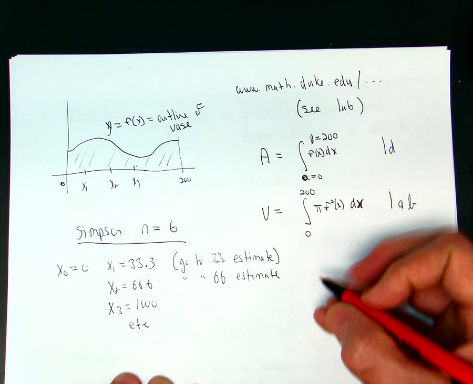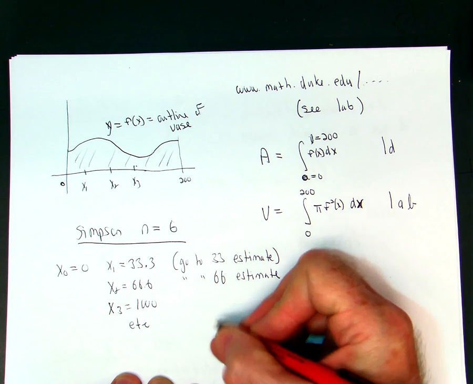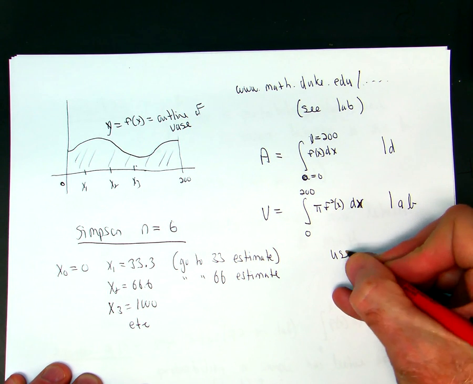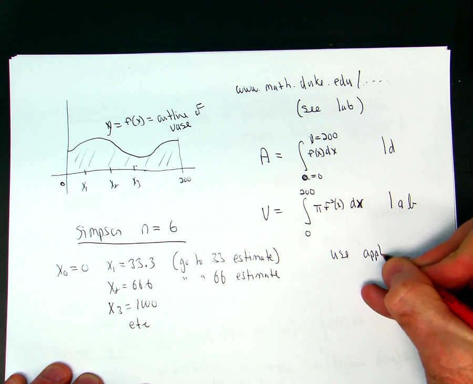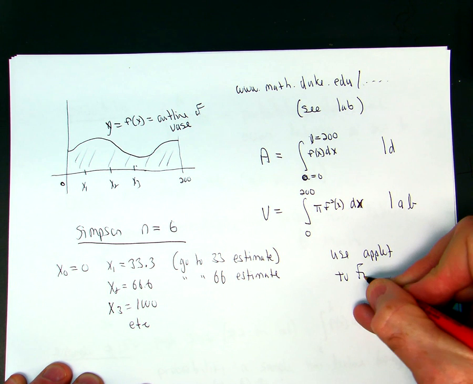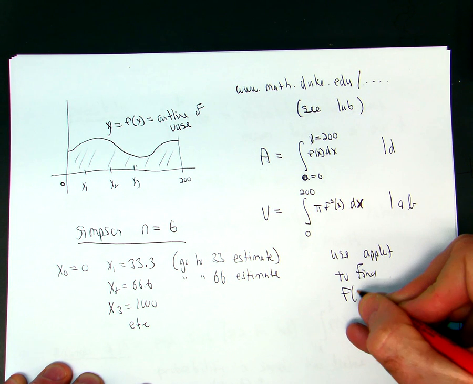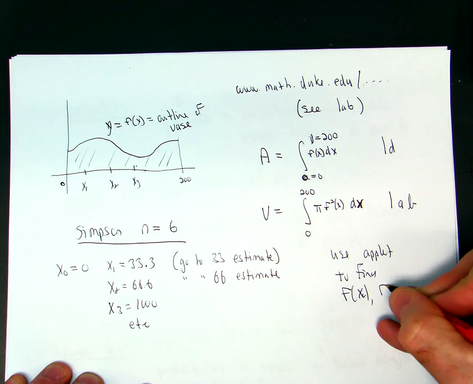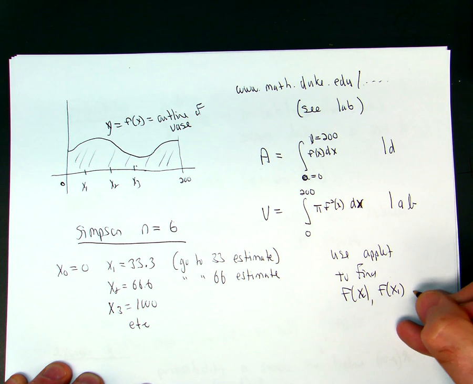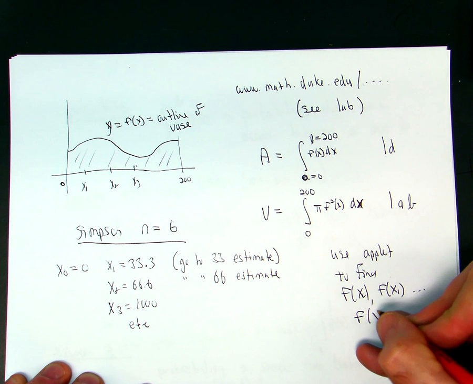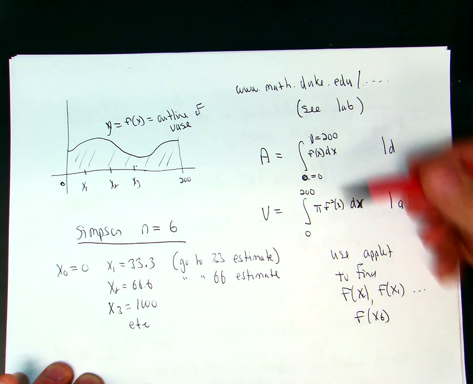So we're going to use the applet. You'll use the applet to find f of x0, f of x1, etc., all the way up to f of x6. And then you'll plug it in and use Simpson's rule.